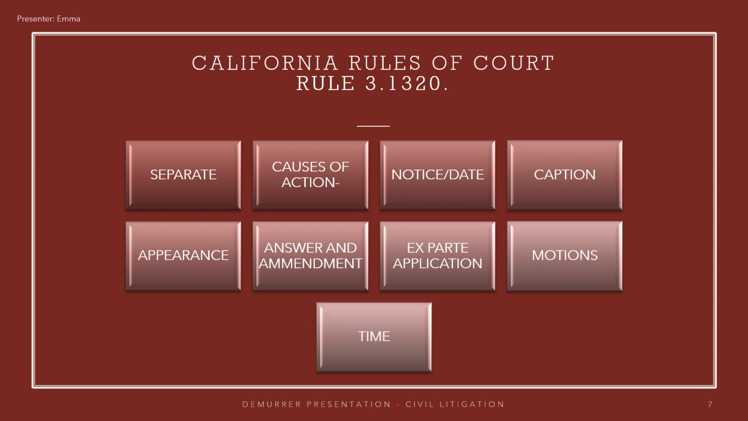Unless otherwise ordered, the defendant has 10 days to answer or otherwise plead to the complaint or the remaining causes of action following: 1. The overruling of the demurrer. 2. The expiration of the time to amend if the demurrer was sustained with leave to amend. Or 3. The sustaining of the demurrer if the demurrer was sustained without leave to amend.